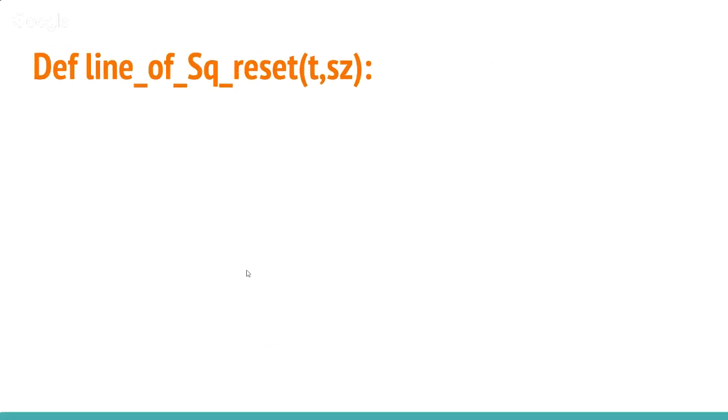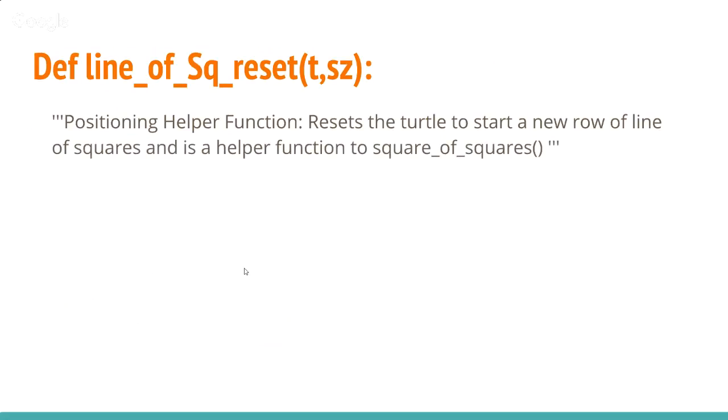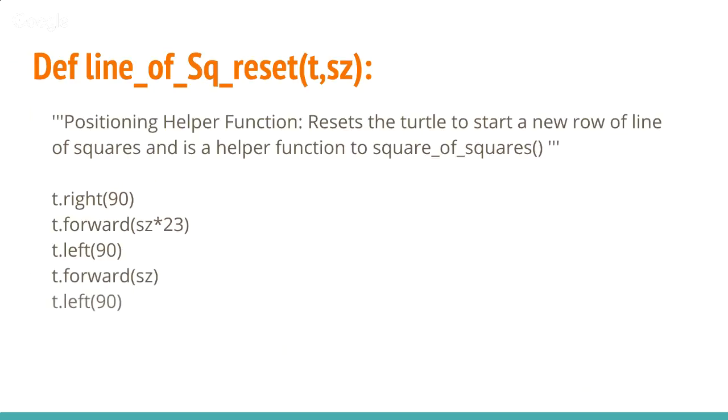So let's go into the line of square reset. This basically starts a new row of a line of squares. Okay, I didn't realize it was going to count the same part as a completely different paragraph, but okay. So basically start a new line of squares, and the helper function to this is basically a helper function to square of squares. You start by turning right by 90, forward by size times 23, and then left by 90, forward by size, and then turning left so that we can restart, I believe.